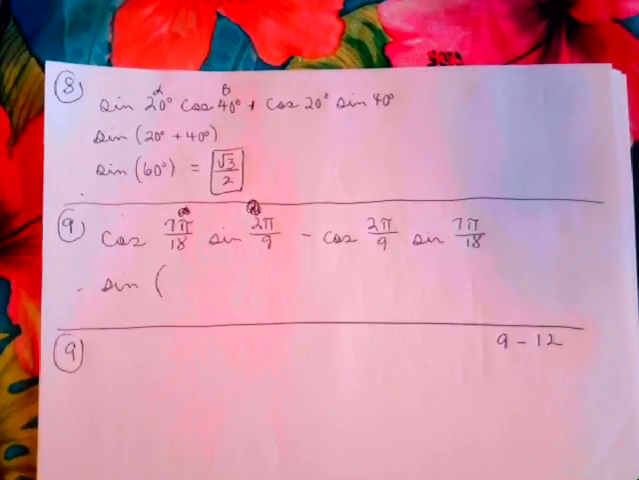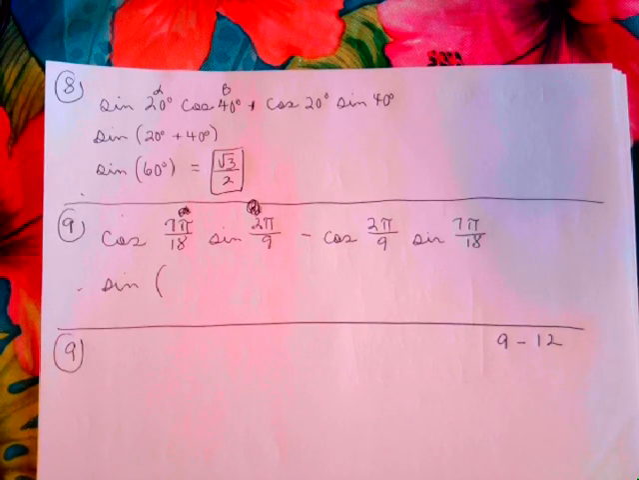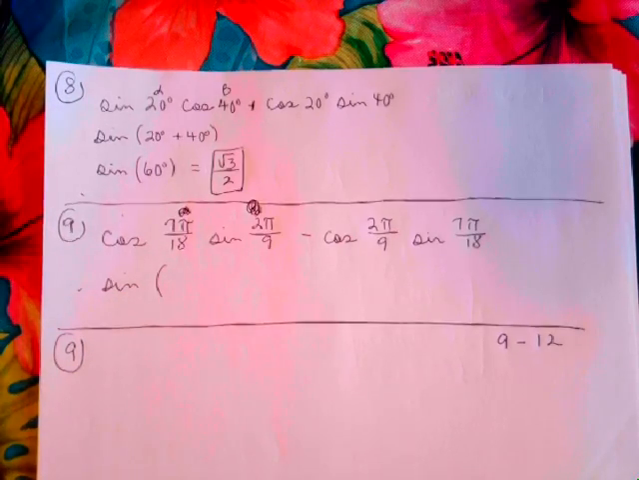We are going to start with problems 9 through 12 for the review for trig test 3. I stopped midstream in problem number 9 because I didn't like the way it looked. The problem on your study guide looks like this. Cosine of 7 pi over 18 times the sine of 2 pi over 9 minus the cosine of 2 pi over 9 times the sine of 7 pi over 18.